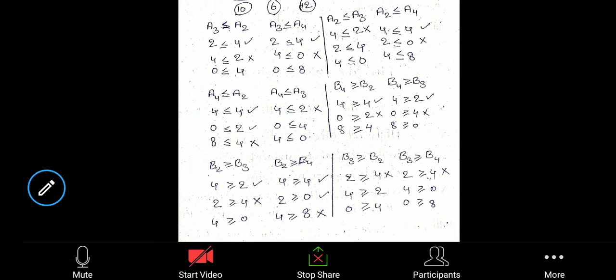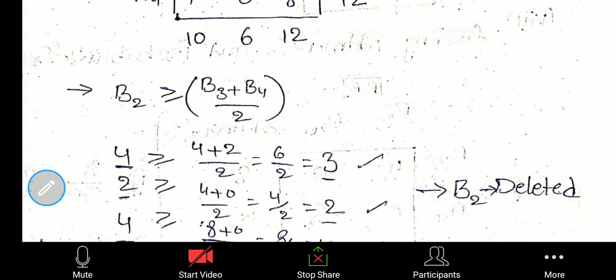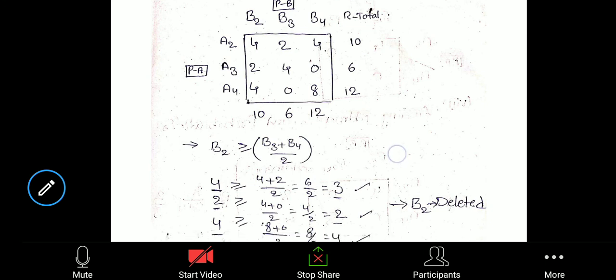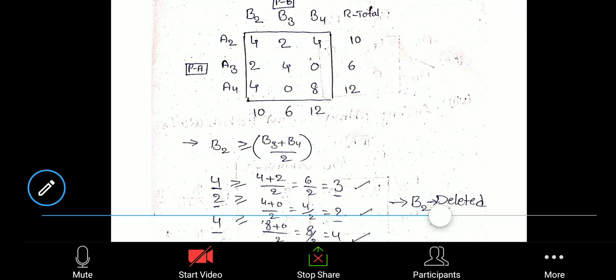So the next thing is how to reduce the matrix into 2 by 2. One more option will be there for us, that is the average of 2 rows or 2 columns. The row wise will be verified. Row wise, it is not possible to reduce the rows by making the average either. Now I am applying in the column wise direction. B2 is greater than or equal to B3 plus B4 by 2, the average of B3, B4.